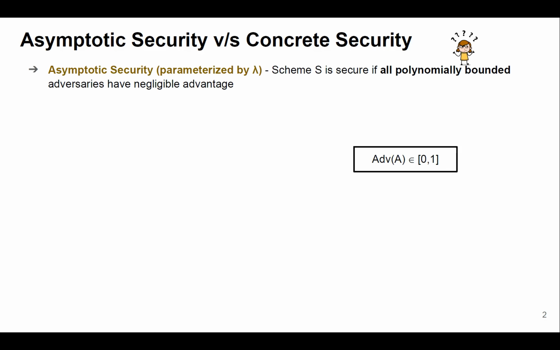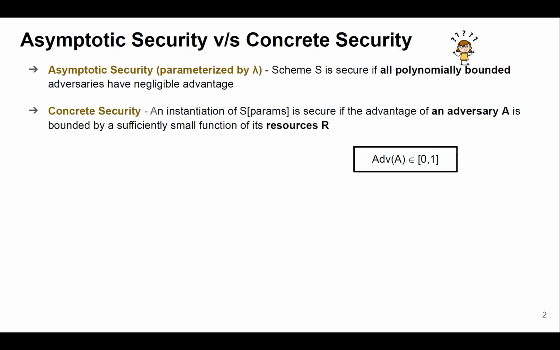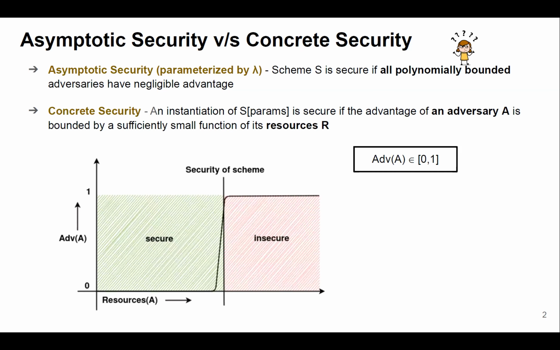Such a notion of security raises ambiguity about the security guarantees of the scheme when actually instantiating it. To avoid this ambiguity, we use concrete security, where we fix an instance of a scheme and then express the adversary's advantage in terms of its resources. This allows us to visualize a trade-off between the amount of resources that an adversary is willing to throw at a problem and its likelihood of succeeding in breaking it. This is shown by this resource versus advantage plot for some adversary A. We are then able to express the security of a scheme as the amount of resources that an adversary needs to have advantage close to 1.